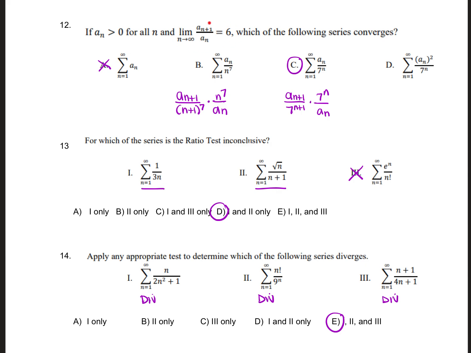Right here, an plus 1 over an is 6. So we want to know which one will converge. Well, an wouldn't because we know that that ratio is 6, which is bigger than 1. So if I try this one, I would get an plus 1 over an plus 1 because that would be your nth term. So my nth term for this one right here would be an over n to the 7th, and the an plus 1 term would be an plus 1 over n plus 1 to the 7th. You can see right here the degrees are equal, and then this value is equal to 6, so therefore it also diverges.